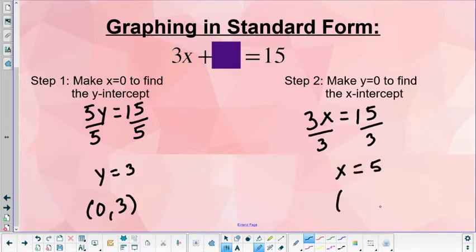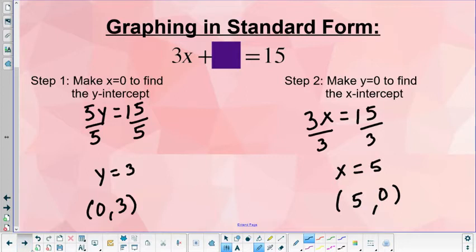So if I were to write my ordered pair, my x value will be 5, and my y value I know is 0. So I have my two intercepts. I have my x-intercept and my y-intercept. So what do you think the next step would be? Yes, we're going to graph them.